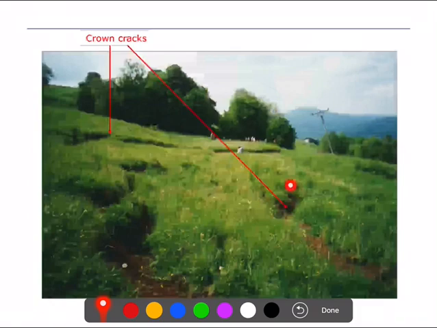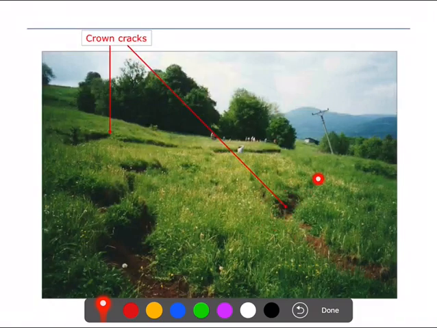See some crown cracks in the diagram you have seen. Some crown cracks are formed here and there. Some cracks in the crown will be formed when a sudden landslide takes place, because the crown is still undisturbed material or undisturbed ground. Whenever there is a landslide, cracks develop along the crown.